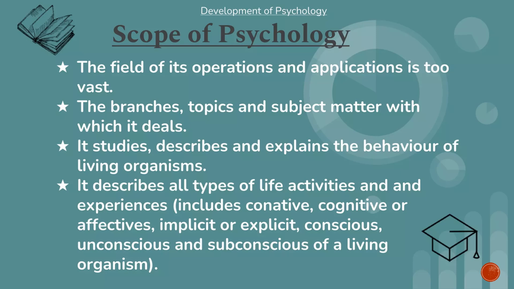What is the scope of psychology? The field of its operations and applications is too vast. The scope may be the branches, topics and subject matter with which it deals. It studies, describes and explains the behavior of living organisms. It describes all types of life activities and experiences, as the previous slide showed, the cognitive, motor and affective parts of human behavior, and the conscious and unconscious parts of the mind, which will be described later in your lectures: what is subconscious, unconscious and preconscious mind. So the scope of psychology can be seen like this.